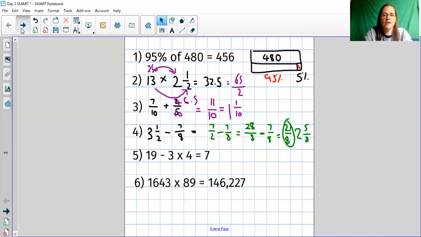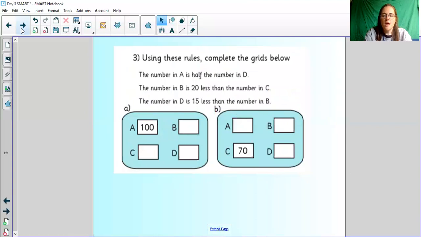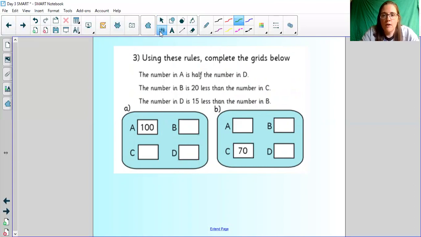Okay, we're going to continue with inverse today. We've got a couple of different styles of question for you to have a go at today. The first ones look like this. So it's a few different rules, and you have to follow the rules to find the numbers in the box. They're quite fun, little number puzzles. I'm going to go through this one with you first. So let's read the rules.